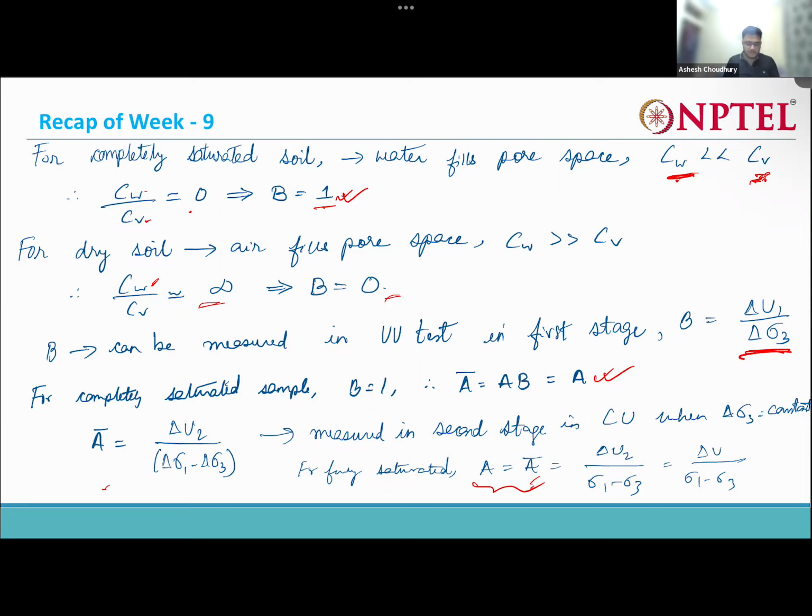Right? So we're getting A equal to A dash equal to delta U by sigma 1 minus sigma 3. Okay. As it is the CU test, whatever pore pressure is generated, my delta U was delta U1 plus delta U2. This delta U1 is due to the increase in the cell pressure. But in the CU test, there is no development of pore pressure in the first stage because we are allowing drainage. So this is 0. The U will be nothing but my delta U. So we are writing this here.